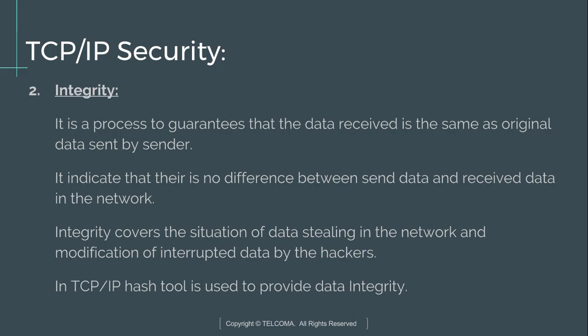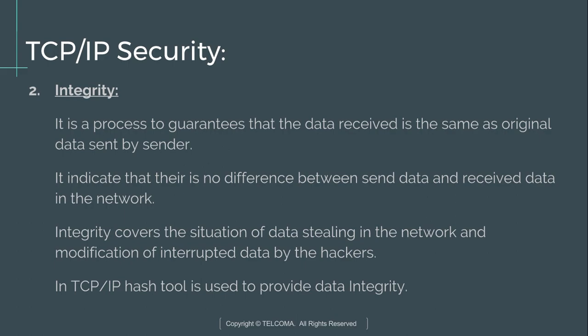Next is integrity. Integrity is a process to guarantee that the data received is the same as the original data sent by the sender. So how can we know that the data sent by the sender is the same as that received by the receiver? Integrity is a process which provides us the guarantee that the sent and received data is the same. So it indicates that there is no difference between sent data and received data in the network. So integrity covers the situation of data stealing in the network and modification of intercepted data by hackers.